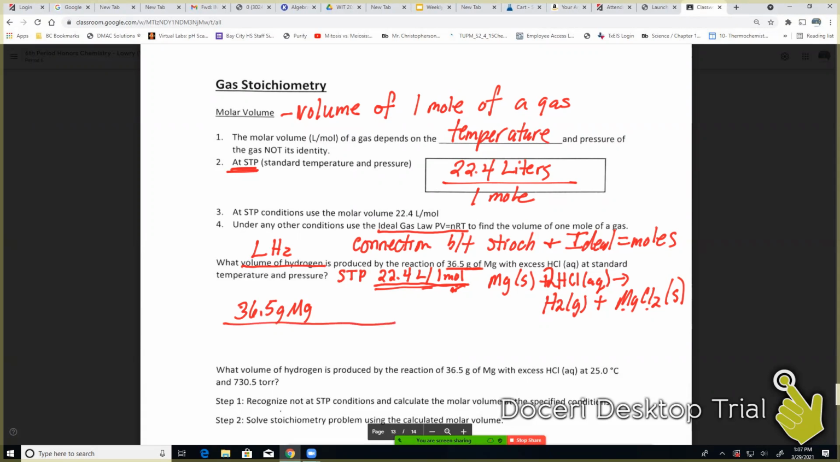So now we just start working through our problem. Here I have grams of magnesium. Grams isn't helping me, so I need to go from grams to moles of magnesium. So you would use the molar mass of magnesium straight off the periodic table, 24.31 grams per 1 mole of magnesium.